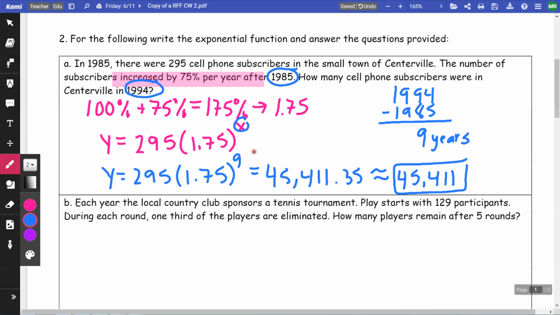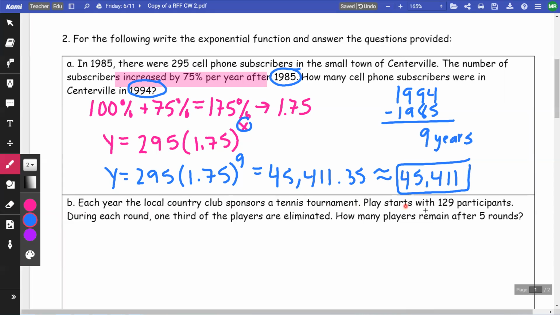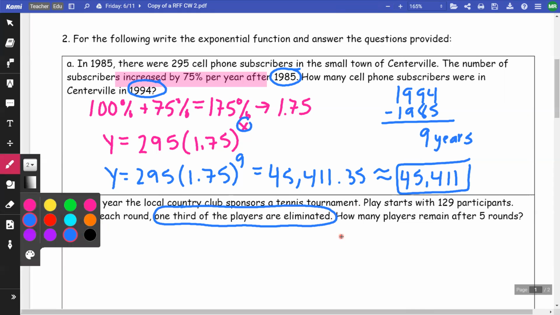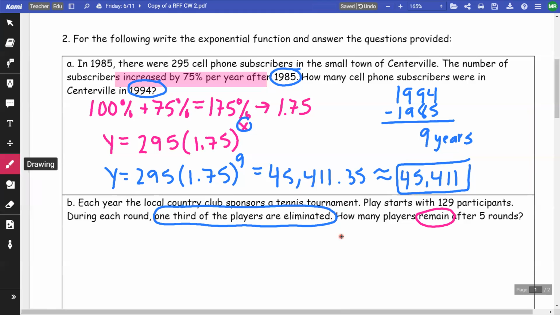On the next problem, each year the local country club sponsors a tennis tournament. Play starts with 129 participants. During each round, 1/3 of the players are eliminated. How many players remain after 5 rounds? So we have to be careful. 1/3 is eliminated, gone. We don't want to know how many people are gone. We want to know how many people remain. Okay, so we have to be careful here.